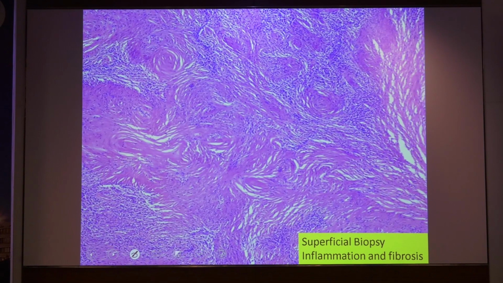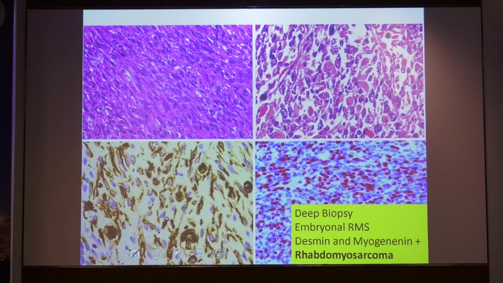Now let's look at what the superficial zone showed. It showed only inflammation and fibrosis, which means that if I were to biopsy only the superficial part and say that that is the end of the biopsy, I would get this misleading diagnosis, which means that I would have treated the patient with steroids, nothing else. Round cell tumors partially regress with steroids, but do come back. So that would be a misdiagnosis and mismanagement. Now let's see what the deep biopsy showed. It showed embryonal rhabdomyosarcoma.